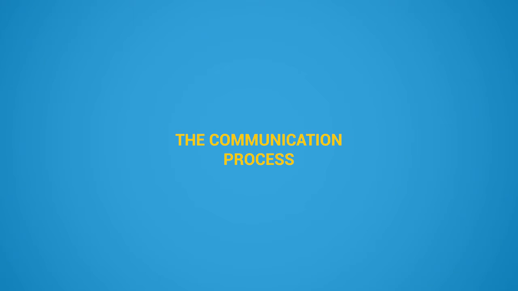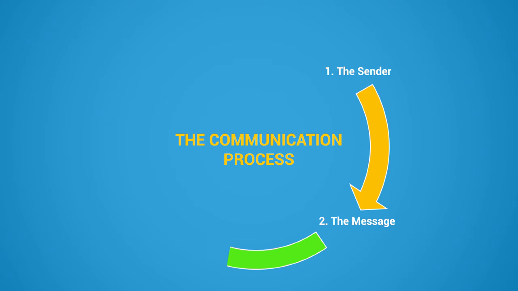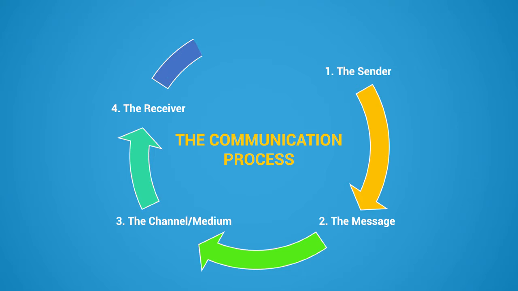In the process of communication, we have 4 steps. First step, we have a sender. This is the one who sends the message. Then step 2 is the message itself. This is what the sender is saying. Then step 3 is how the message is being sent. And the last step is the receiver, the person or persons the message is being sent to.